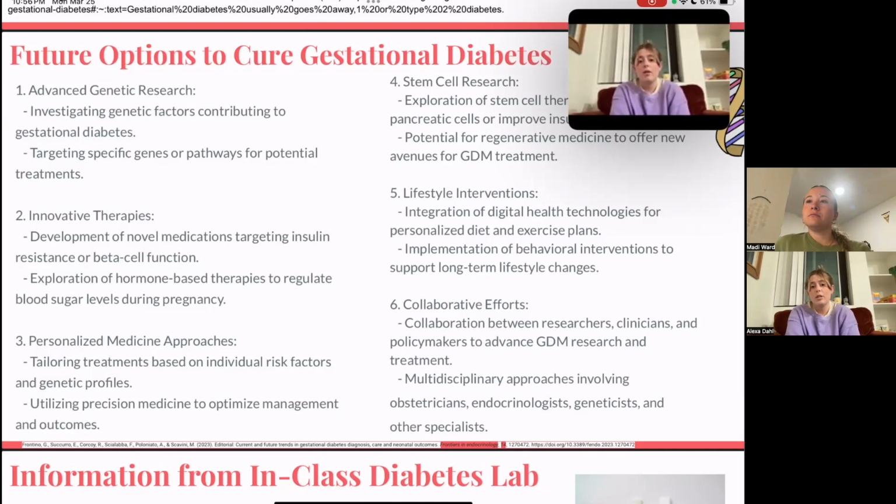Lifestyle interventions, digital health technologies is a new one that can personalize diets and exercise plans, which goes along with treatments that are already used for gestational diabetes. It's just improving them and making them more available to moms while they are at home rather than visiting a doctor's office.